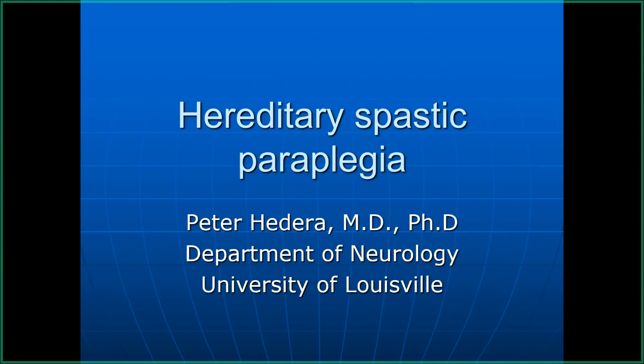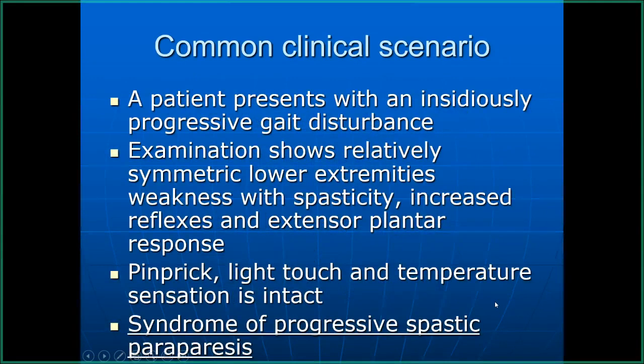Let me start with a common clinical scenario when the patient presents with insidious, gradual onset of gait difficulties, and on examination you really find just clinical signs of spasticity, some degree of weakness, which, as I said before, spasticity is a double-edged sword. It would improve weakness, but of course can be a problem if it's dynamic spasticity, as we reviewed about a month ago.